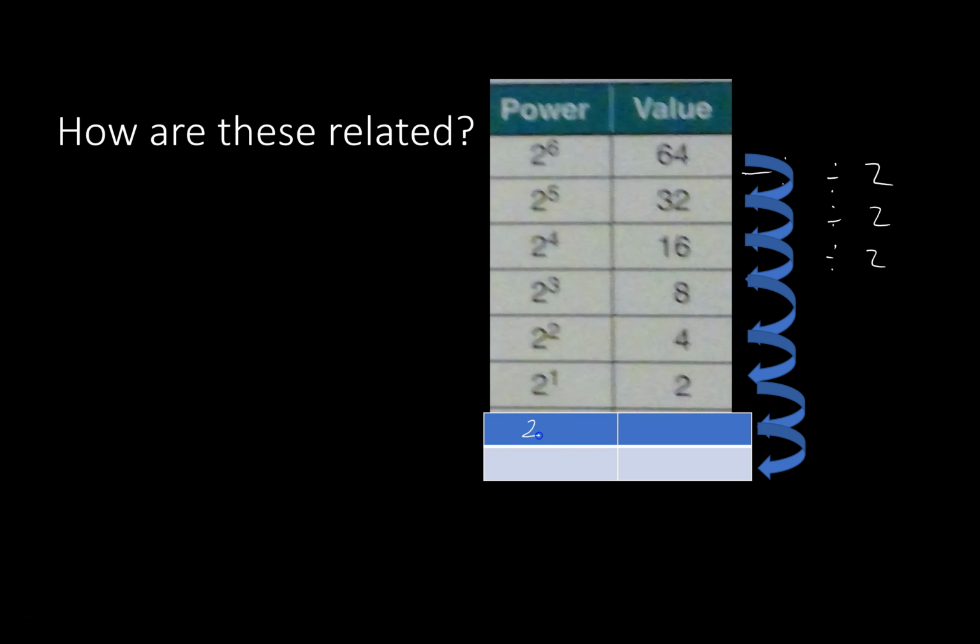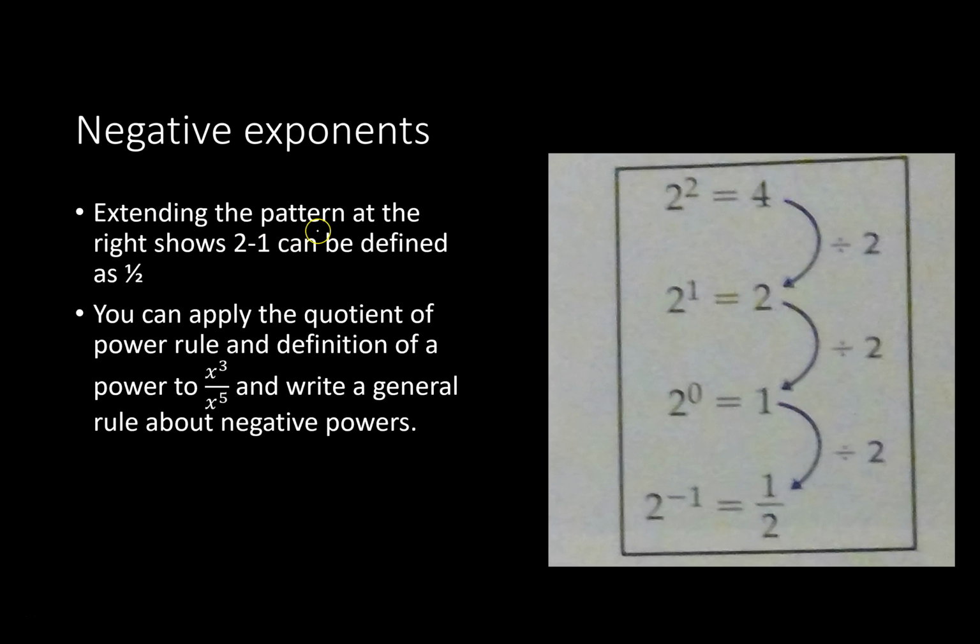So 2 to the 0 is going to be 1. So then if I go 2 to the negative 1, I'm going to divide 1 divided by 2. So that would be 1 divided by 2, which is actually 1 times 1 over 2. So my answer is going to be 1/2 for the next one. So technically, you could say all these are times 1/2, times 1/2, times 1/2. So extending the pattern on the right shows that 2 to the negative 1 can be defined as 1/2.